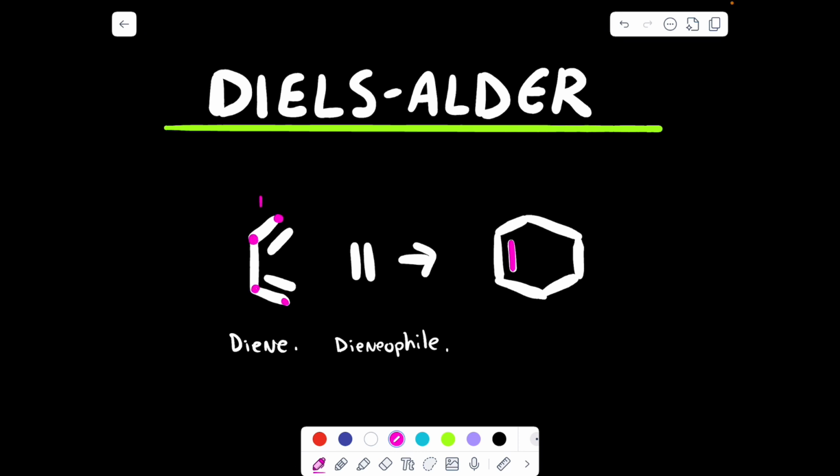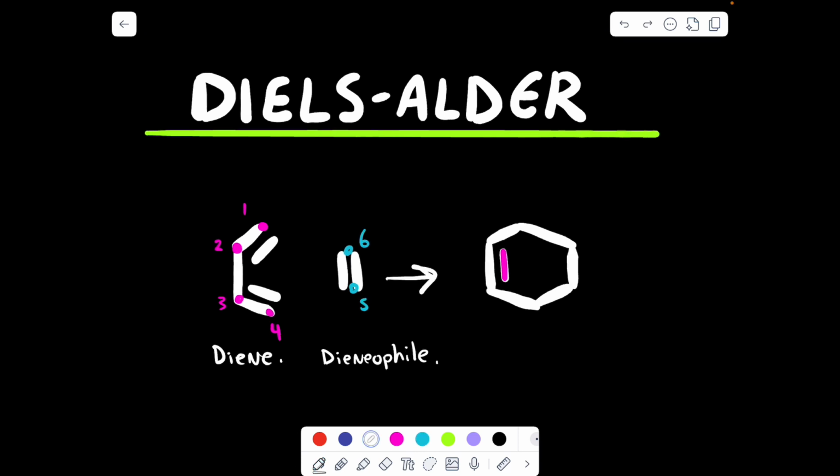So we could label them 1, 2, 3, 4. And our dienophile will always have 2 carbons. And I'm going to label them 5 and 6. So since I labeled my carbons, a part of the diene and dienophile, in an anti-clockwise fashion, every single time I draw my final product, which is going to be my 6-membered ring, where there's 1 pi bond in between 2 carbons, I can also label it in an anti-clockwise fashion. 1, 2, 3, 4, 5, 6.